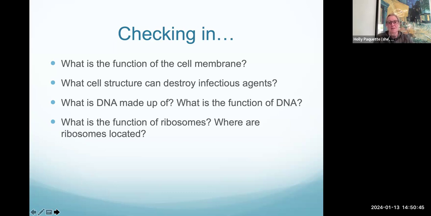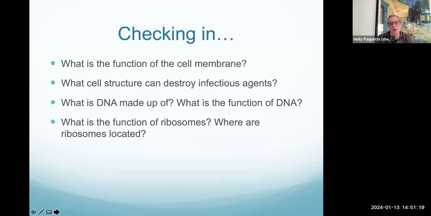Our first question is, what is the function of the cell membrane? The cell membrane works as a boundary, basically keeping what needs to be kept inside the cell inside and what it wants to keep outside of the cell. It is semi-permeable, so that means that some things can come in and out. The second question is, what cell structure can destroy infectious agents? Hopefully you wrote down lysosomes that have those hydrolytic enzymes. They play a role in immunity within our cells.